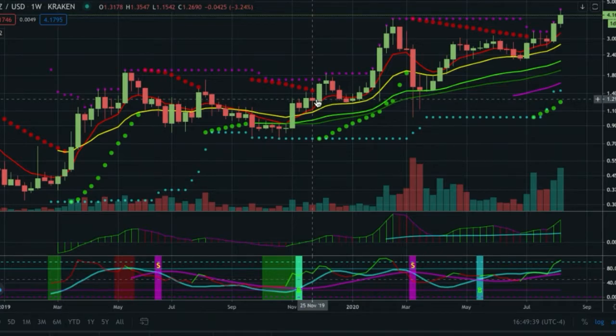This one is Tezos. Everybody's familiar with Tezos. I almost did Chainlink, but I don't want to do Chainlink just because it's a little too crowded right now, in my opinion, that trade. But Tezos is a good chart. Let's look at that. So here we are.